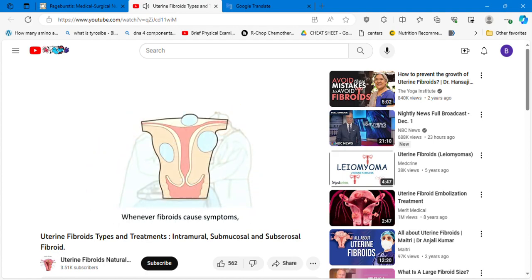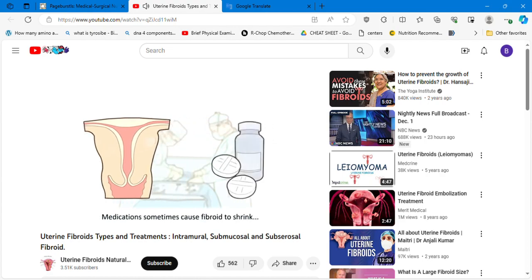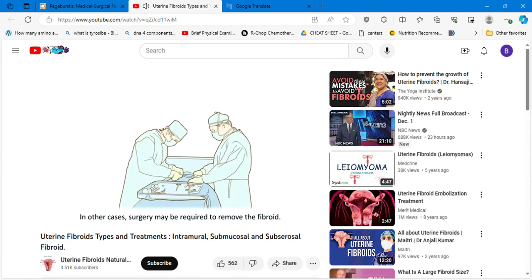Whenever fibroids cause symptoms, they need to be removed or shrunk. Medications sometimes cause fibroids to shrink by blocking the production and secretion of estrogen. In other cases, surgery may be required to remove the fibroid. The type of surgery depends on the location of the fibroid.